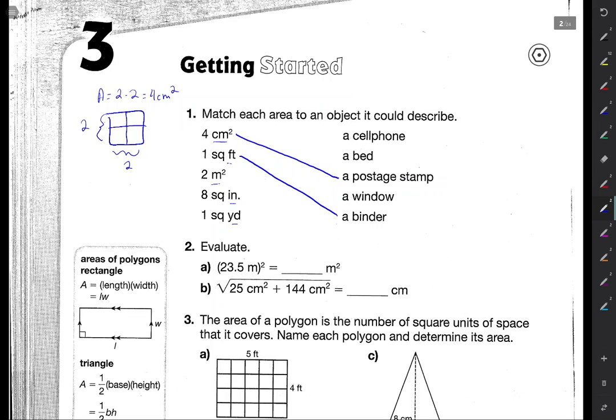Now let's look at 2 meters squared. So a meter, I think most of you know what a meter stick is. So something that would be 2 meters squared approximately would be a bed.